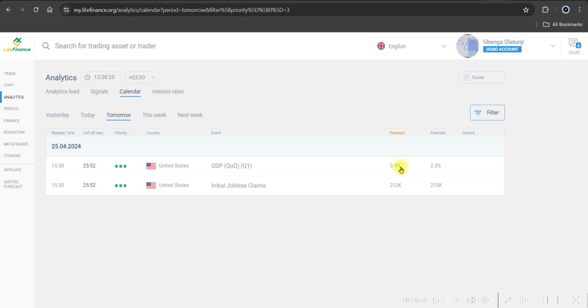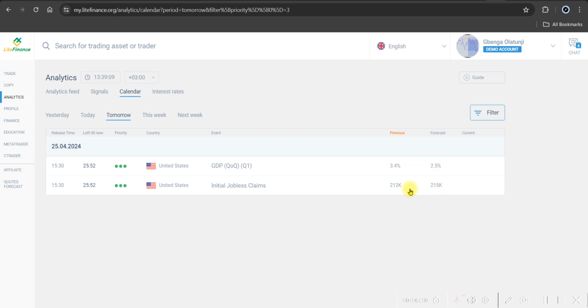Now, some economic experts have forecasted that it is probably going to come down to 2.5%. But that's not to tell you that when the news is released, it's going to be 2.5%. It might be higher and it might be lower. That is one of the reasons why we experience high volatility. Then if you look at this initial job claims, we have 212K for the previous month, 212,000.